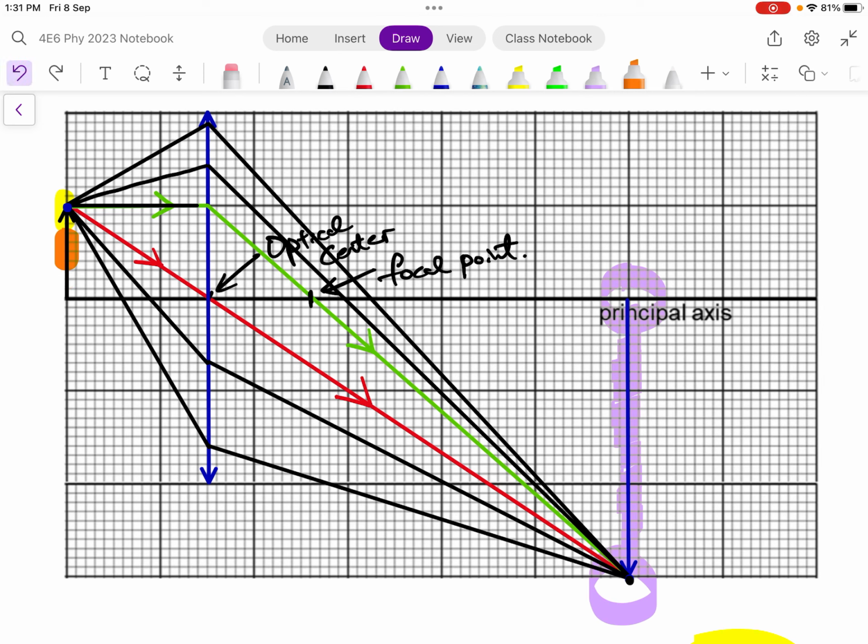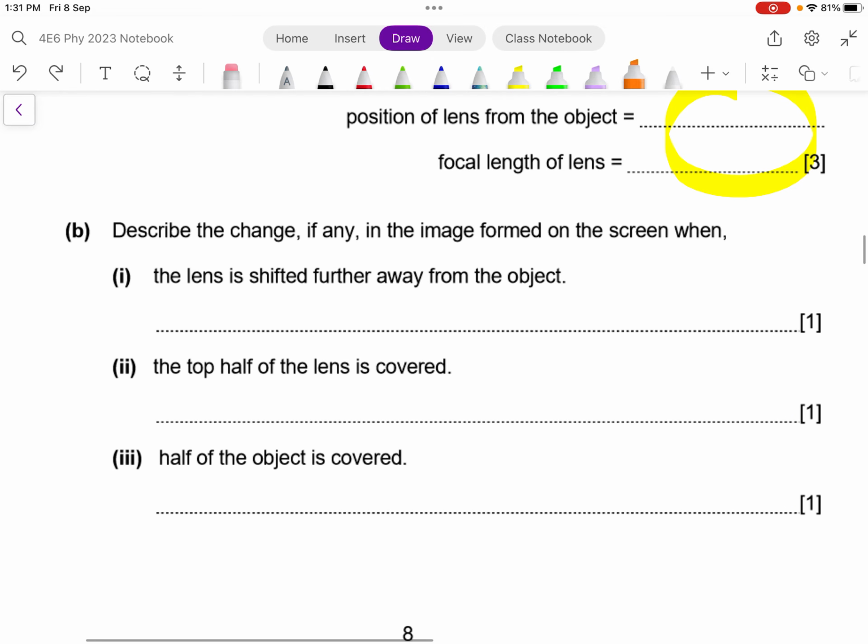No, right? A ray diagram is just a tool. And with this understanding of how the ray diagram helps us, we can then answer the questions in part B with greater confidence. So let's take a look. The lens is shifted further away from the object.